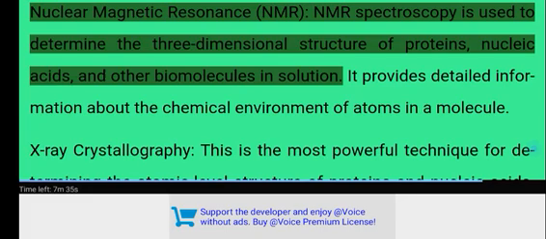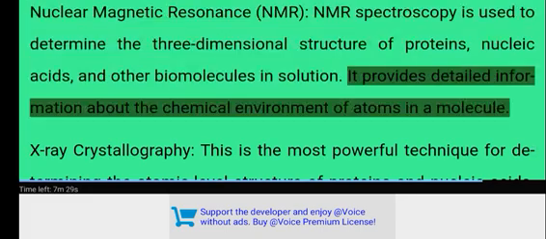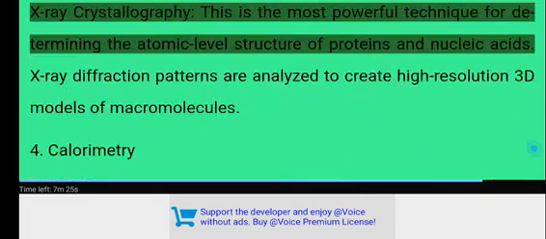Nuclear magnetic resonance (NMR). NMR spectroscopy is used to determine the three-dimensional structure of proteins, nucleic acids, and other biomolecules in solution. It provides detailed information about the chemical environment of atoms in a molecule.